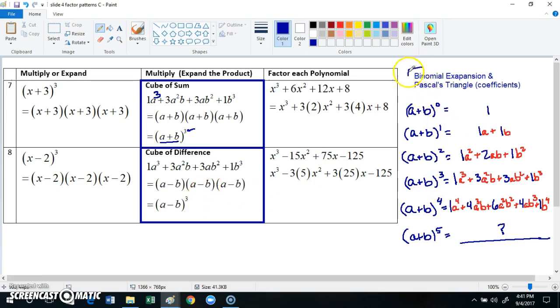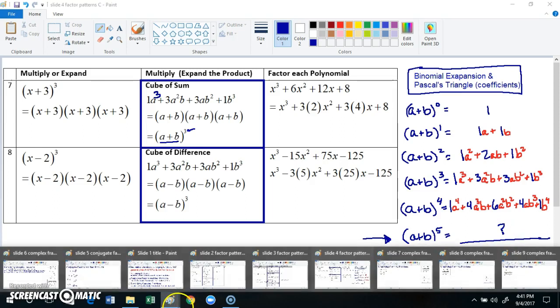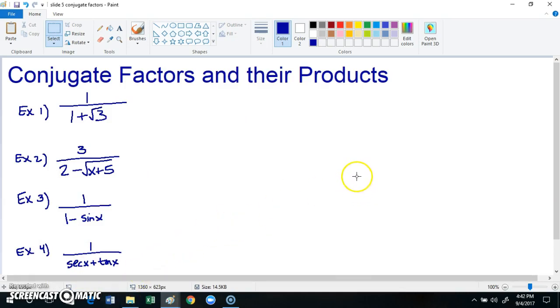Okay, you might also remember the binomial expansion and Pascal's triangle coefficients. So if I have (a plus b) to the 0, that's just 1. (a plus b) to the first, that's just 1a plus 1b. The blue coefficients in this list here, as I go down the triangle, are the Pascal triangle numbers. They become the coefficients when you do the binomial expansion. So take a look at that pattern, see if you could figure out what is (a plus b) to the 5th.